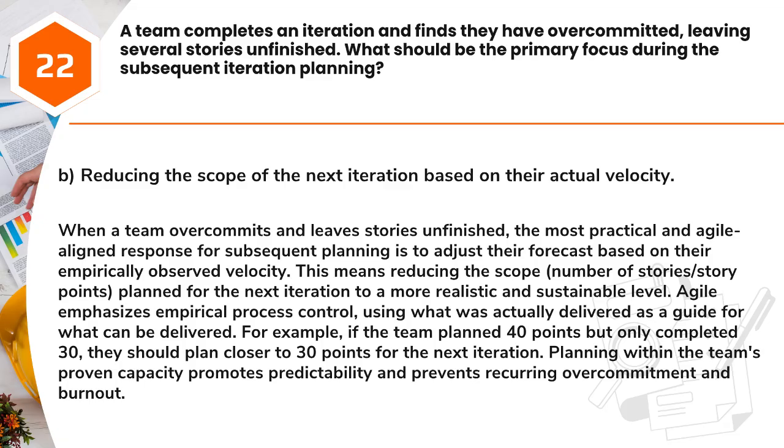For example, if the team planned 40 points but only completed 30, they should plan closer to 30 points for the next iteration. Planning within the team's proven capacity promotes predictability and prevents recurring overcommitment and burnout.